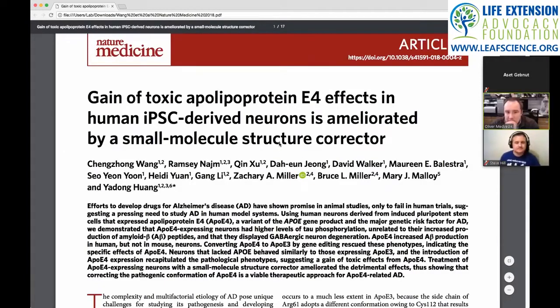So what they're doing in this paper is they're taking patient-derived cells, either from people who have the ApoE3 isoform, which does not predispose you to Alzheimer's, or the ApoE4 isoform, which predisposes you to Alzheimer's. They then turn them into induced pluripotent stem cells using a cocktail of factors that was discovered at the Yamanaka lab, for which he won the Nobel Prize. This is also very recent, about 10 years ago. And they're generating GABAergic neurons, which are affected by ApoE4.